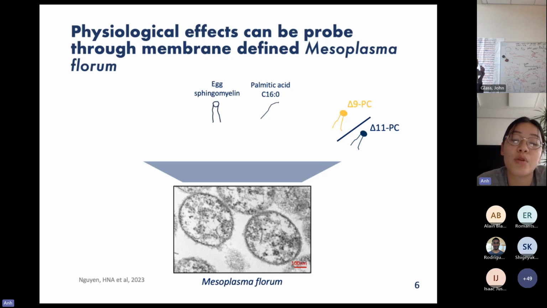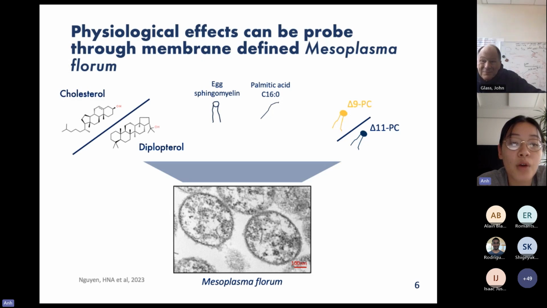But what is so special about Mesoplasma florum is that it does not rely on sterol. So basically I can choose to add either cholesterol or diplopterol, a hopanoid, and see how different lipids interact with one another here.